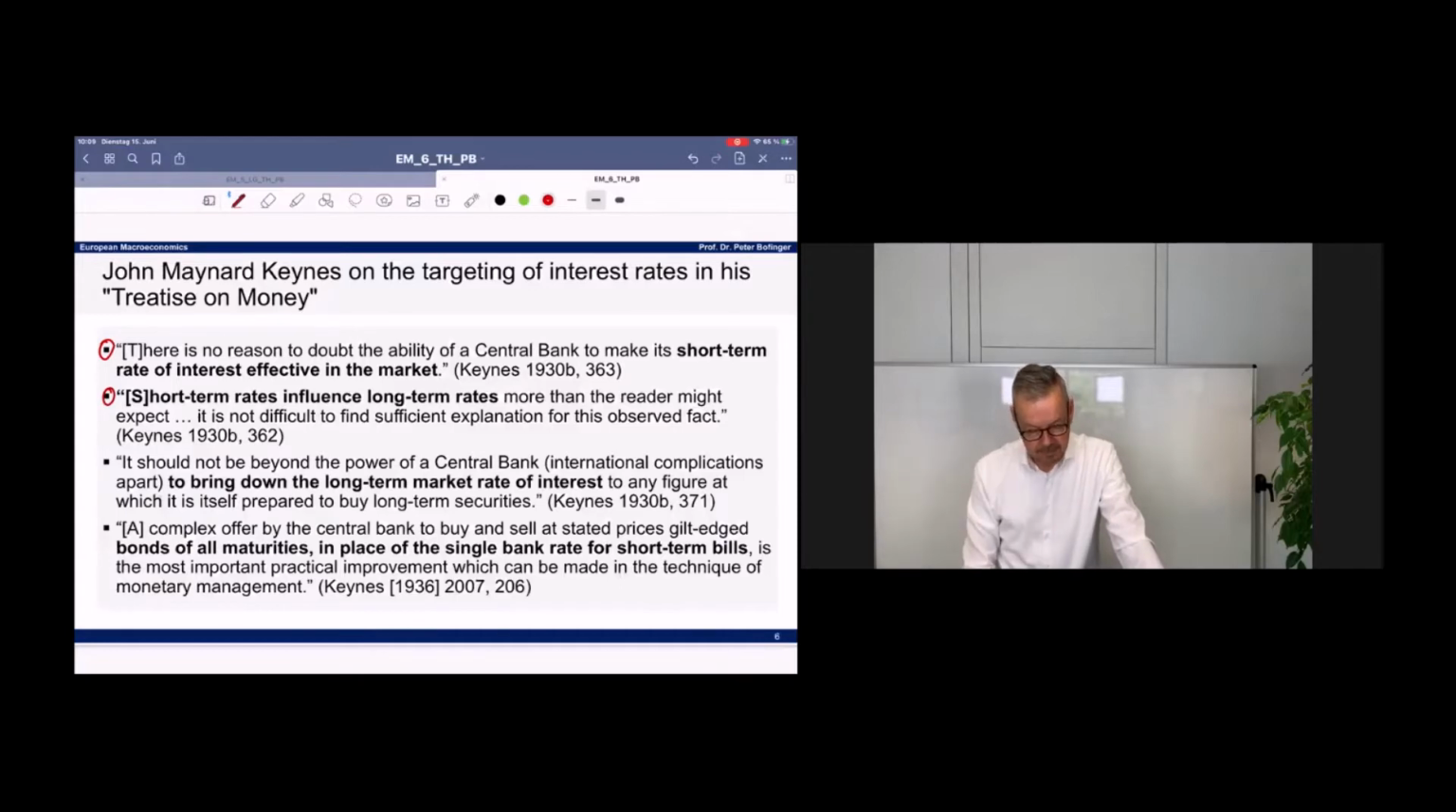And then he already talked about unconventional monetary policy, saying it should not be beyond the power of a central bank, international complications apart, to bring down the long-term market rate of interest to any figure at which itself is prepared to buy long-term securities. I think this is a wonderful explanation of unconventional monetary policy, where the central bank, by purchasing or selling long-term security, is able to control the long-term interest rate on the capital market.